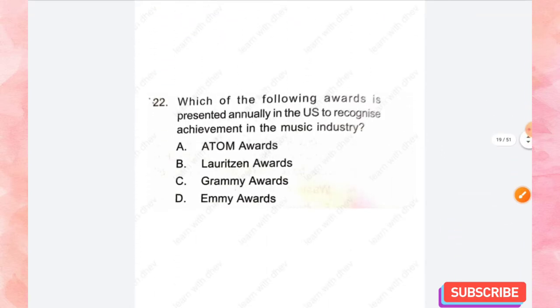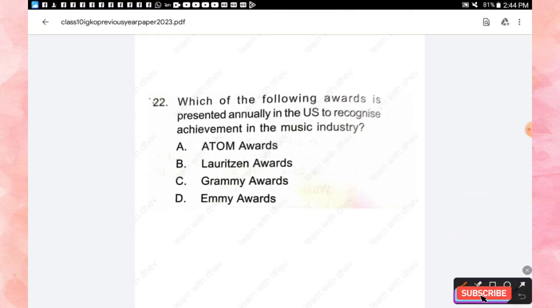Question number 22. Which of the following awards is presented annually in the US to recognize achievement in the music industry? Option A, Atom Awards. Option B, Laurizen Awards. Option C, Grammy Awards. Option D is Emmy Awards. The right answer is option C, Grammy Awards.